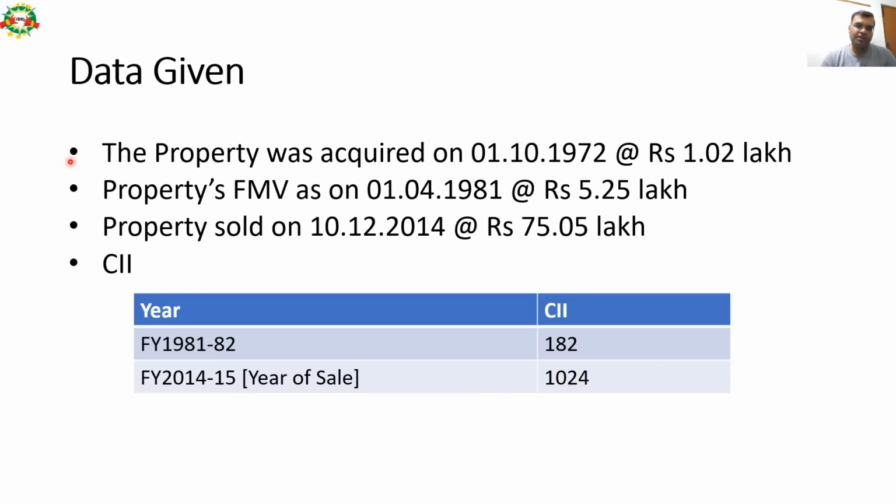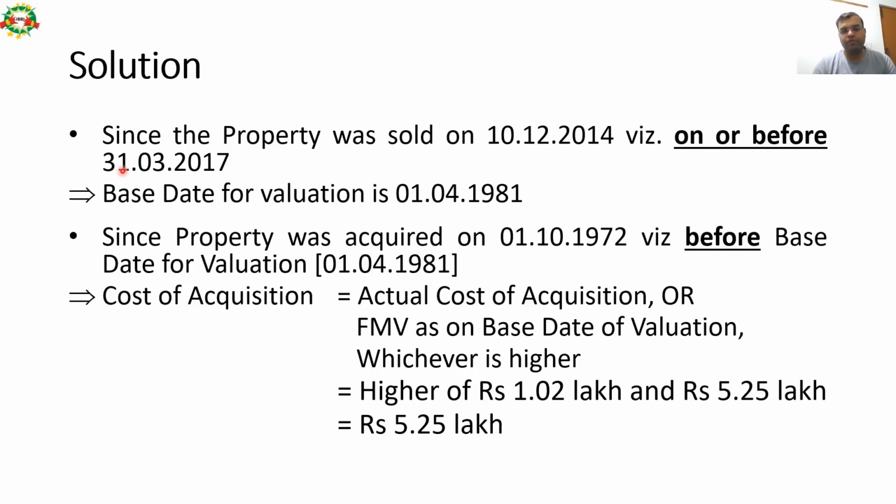So here the data given in the question is that the property was acquired on 1st October 1972 at a cost of 1.02 lakhs. Then the fair market value of the property as on 1st April 1981 has been given as 5.25 lakhs, and the property was sold on 10 December 14 at a cost of 75.05, and the cost index for 81-82 and 14-15 has been given as 100 and 1024. First we have to see what was the date of sale. So here in this question, the date of sale is 10 December 14, which is on or before 31st March 17. That means the base date of valuation is equal to 1st April 81.